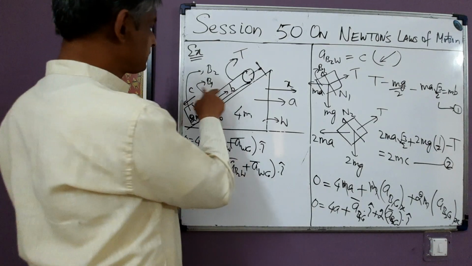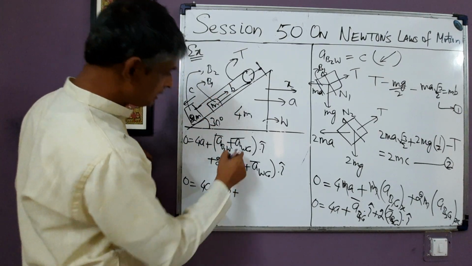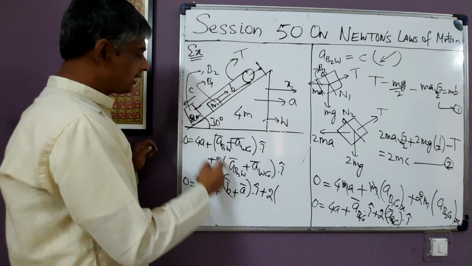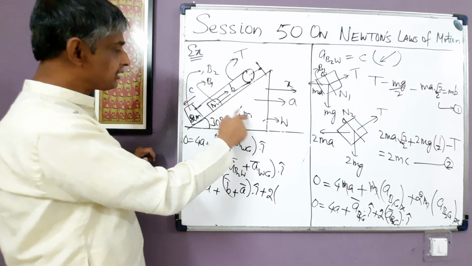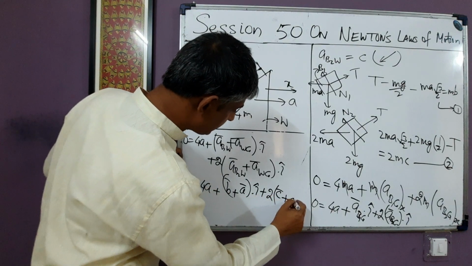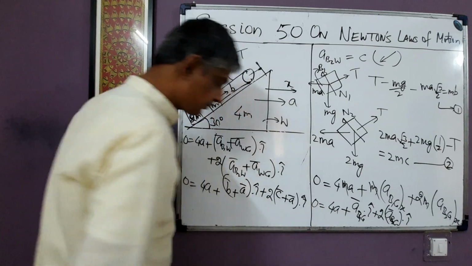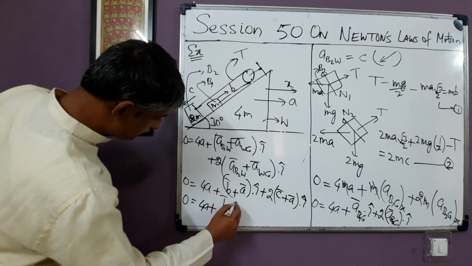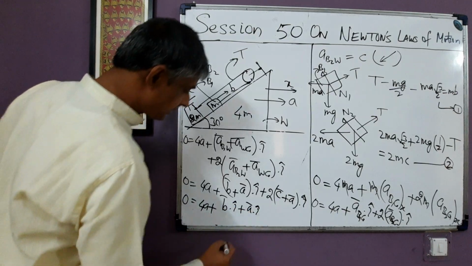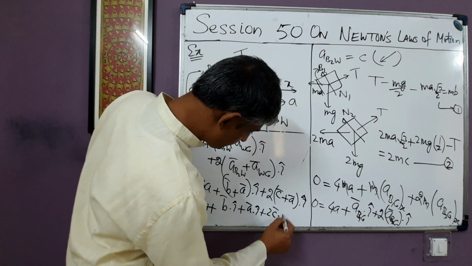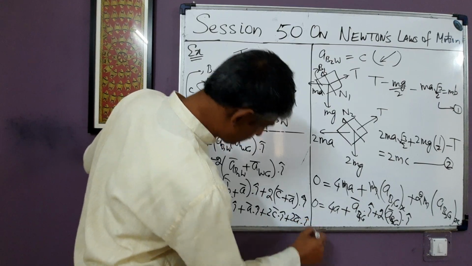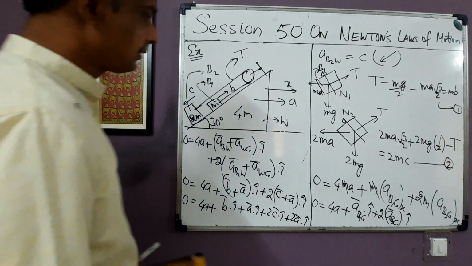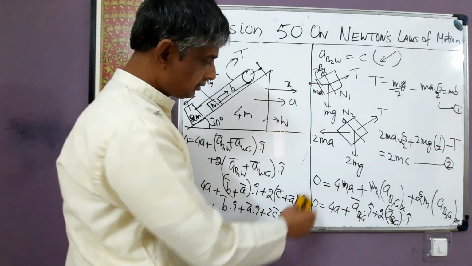a B1w is what? Vector b. Vector b plus a wg is vector a dot i hat plus 2 times a B2w, acceleration of block B2 with respect to wedge, that is vector c, and this is vector a, a wg dot i hat. Alright, so 0 is equal to 4a plus this becomes b dot i hat plus a dot i hat, 2c dot i hat plus 2a dot i hat. Alright, fine. Now what I'll do, I'll put up this one, okay?